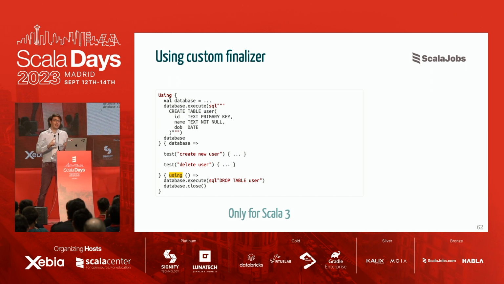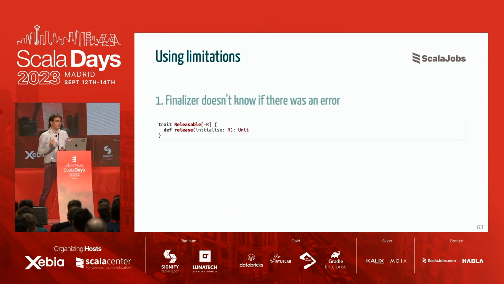So to summarize, I think using is great. It takes a pattern that we need to do quite often, and it makes it simple. It does the right thing, so really I recommend using it. But it also has some limitations that I would like to highlight. The first one is that the release method doesn't give us any information regarding the execution of the process. So we don't know if it was successful, or if it went wrong.